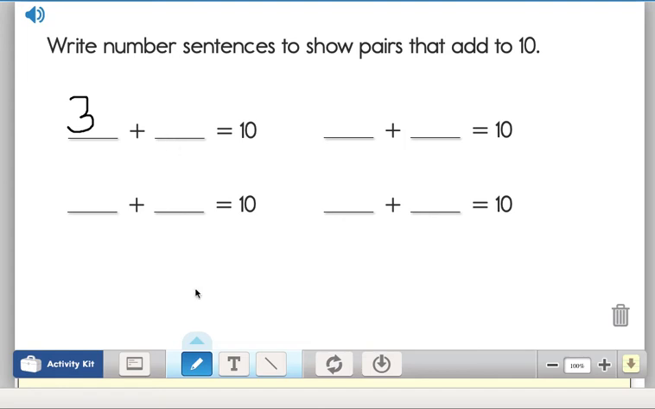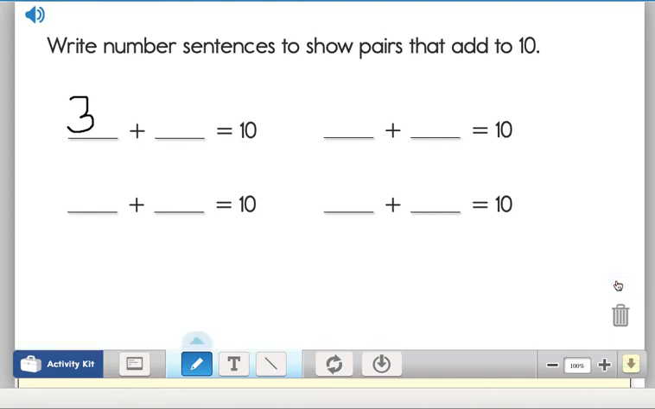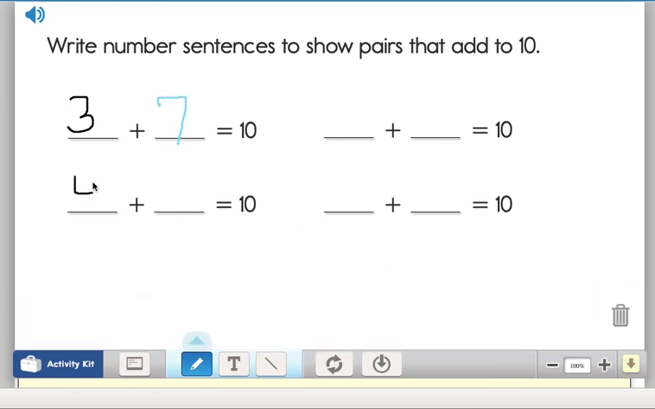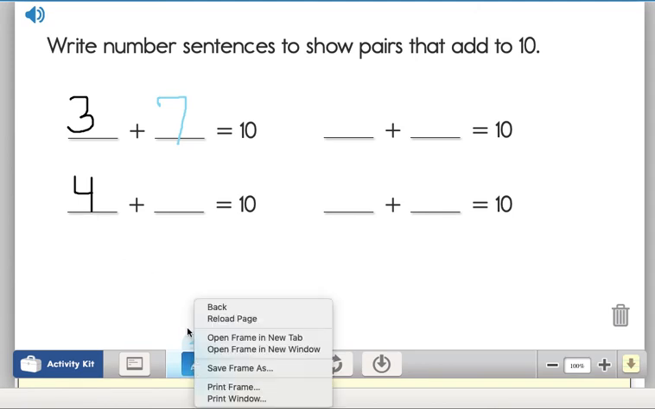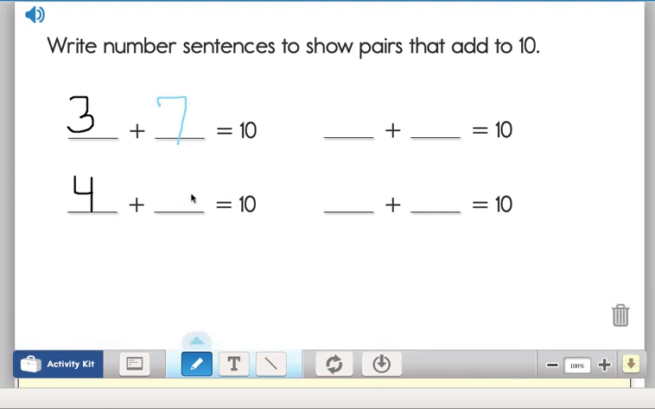And then I would want to write the number that would make a combination of 10. So if I had 3 for my card, I would write a 7 in the blank to make it equal 10. Or maybe I drew a card that was number 4. Then I would need to write in here on the other side that I needed a 6 to make a combination of 10. So that would be the whole idea of playing Fishing for 10.